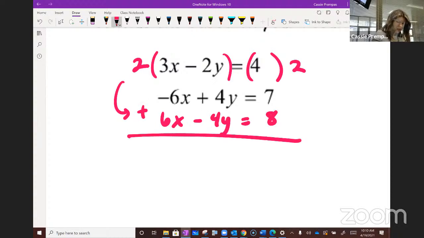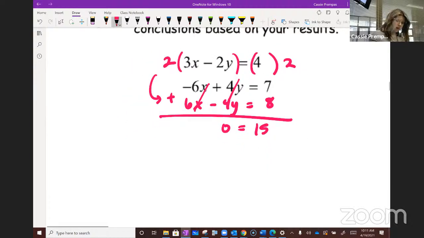Add straight down. Those cancel, adding to 0. Those cancel, adding to 0. And I get 0 equals 15. That doesn't make any sense, right? It probably means no solution, but let's make some conclusions after graphing.